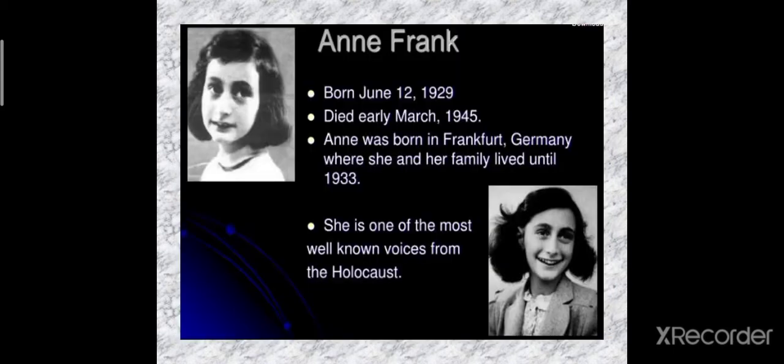Anne Frank was born on 12th June 1929 and she died in the month of March 1945. By birth, she was a German. She was born in Frankfurt, Germany, and she lived there till 1933. And later on, they moved to Amsterdam, the Netherlands.